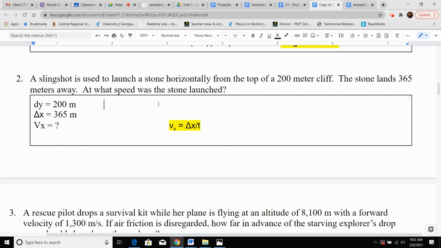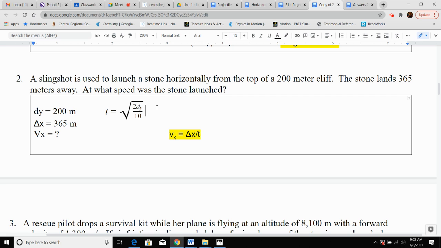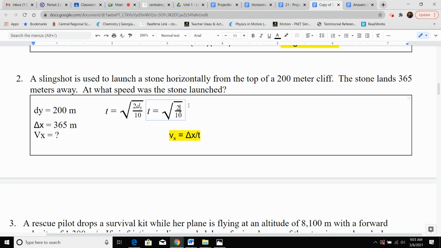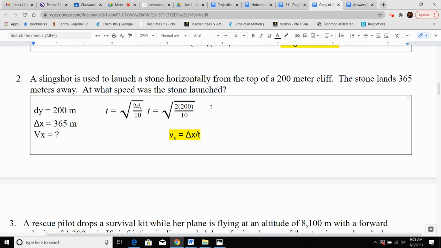I'm going to scroll over here. I'm going to paste that. And I'm going to hit control paste again. And then I'm just going to go in and edit our dy. So instead of it being, what is the dy? 200. So I'm going to just put parentheses here, 200. So 2 times 200, 400 divided by 10 is 40. Now I have to take the square root of that.